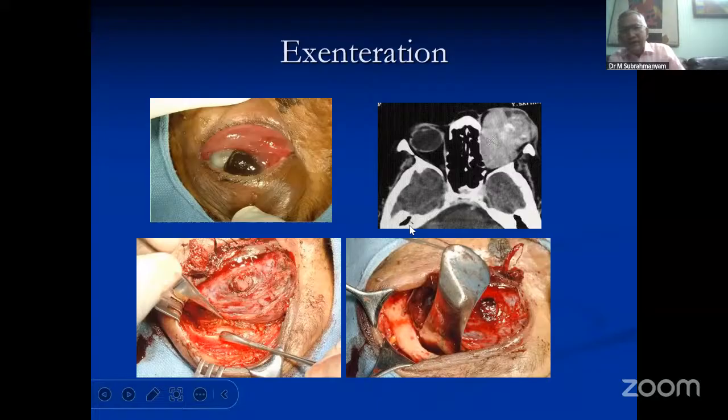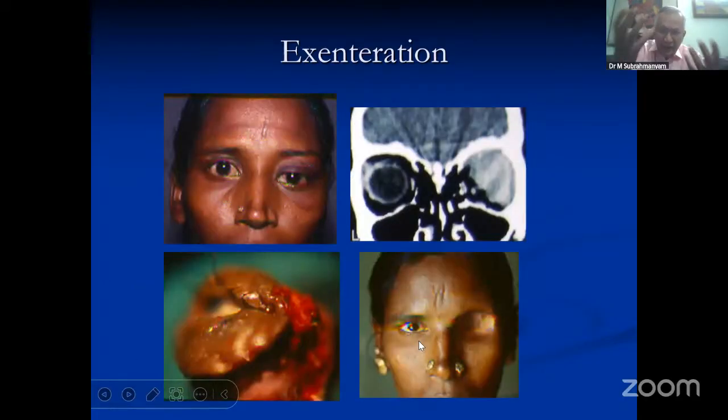Exenteration: when the tumor is malignant and infiltrating, or if there is a lid mass that has gone into orbital extension, we do an exenteration. Here, normally, we give an incision over the orbital margin 360 degrees, go up to the periosteum, separate the periosteum from the bone, go up to the apex, and then remove the entire mass.